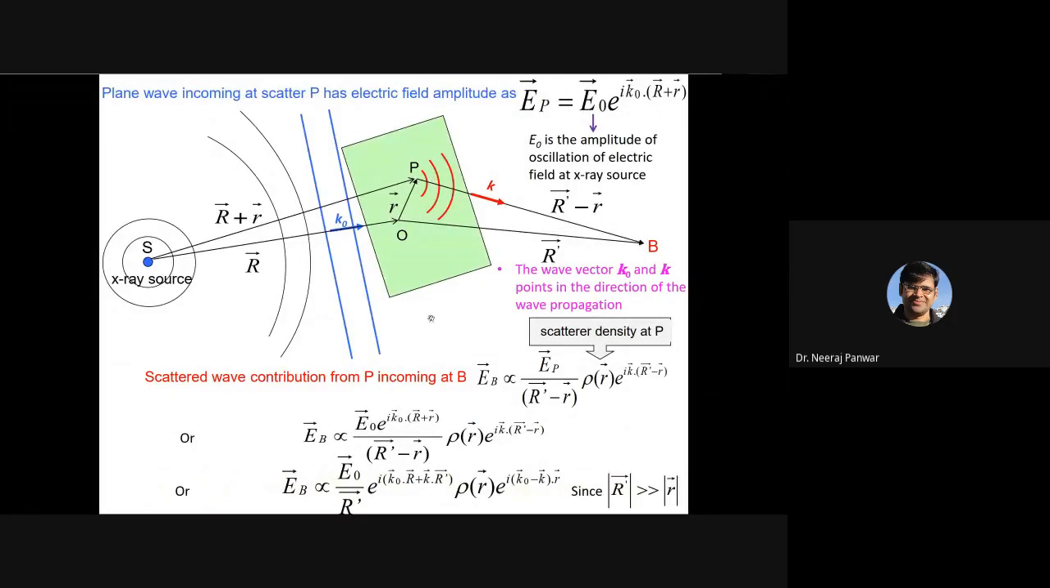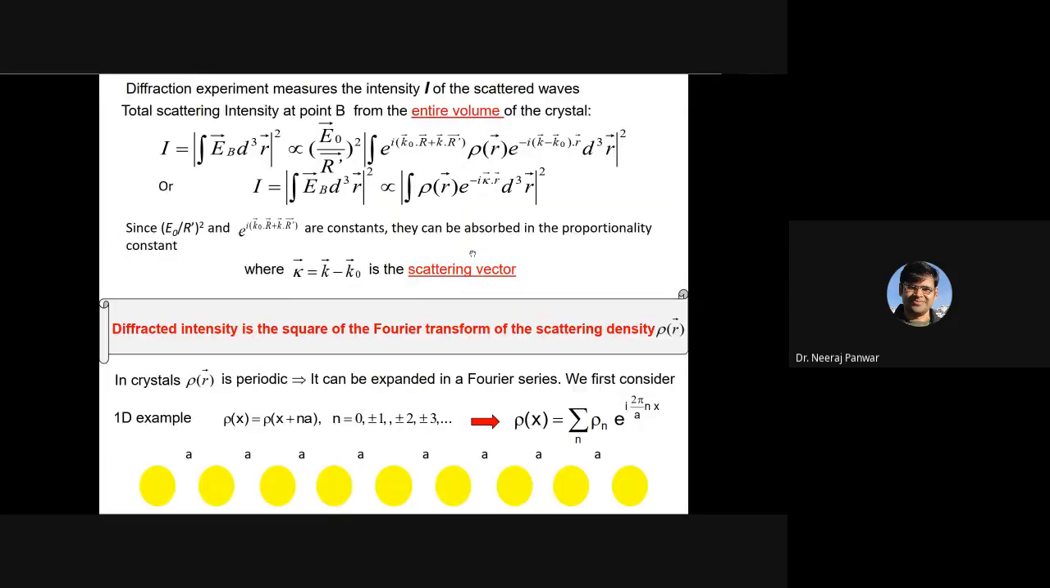Because E naught is constant and this r prime is also constant, since the distance between the detector and the crystal is the same, they can be taken out of the integral, and this is also a constant. It can also be taken out of the integral, and they can form the proportionality constant. This term and this term have been absorbed in the proportionality constant. So we will get this equation.